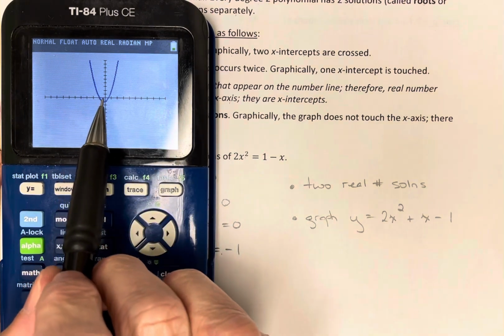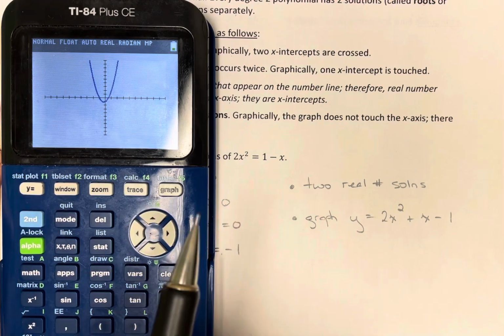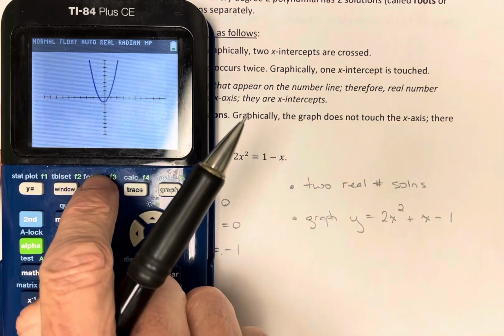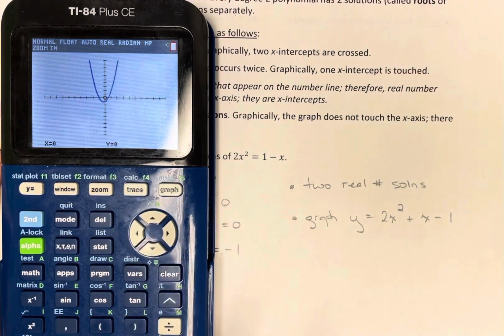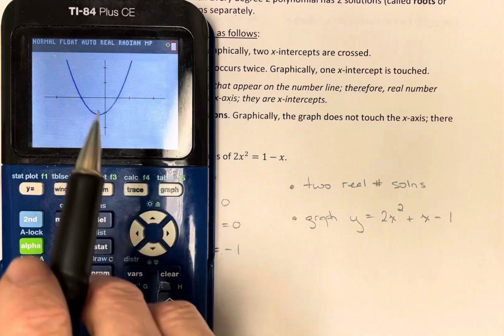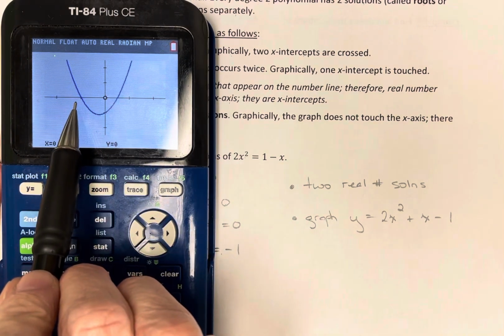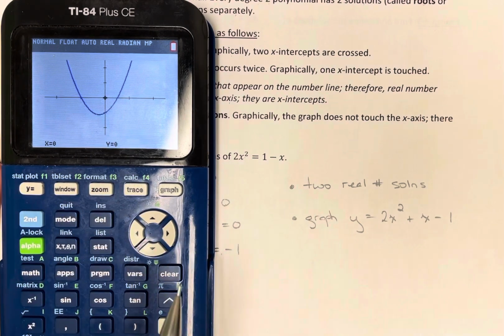And you can see I have two x-intercepts. And if we want to go in there and see what they are, well, first off, I'll zoom in a touch. Get a little clearer look at where they are. Here comes the graph. Okay, so I've got one over here that looks to be at -1, and this one looks to be between 0 and 1, right around a half.